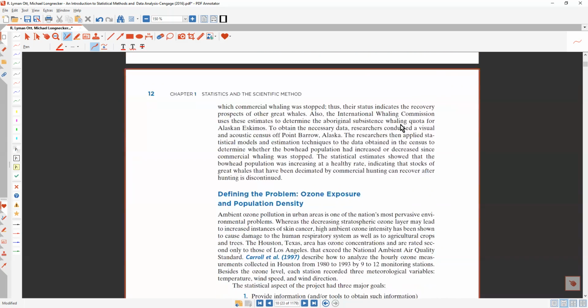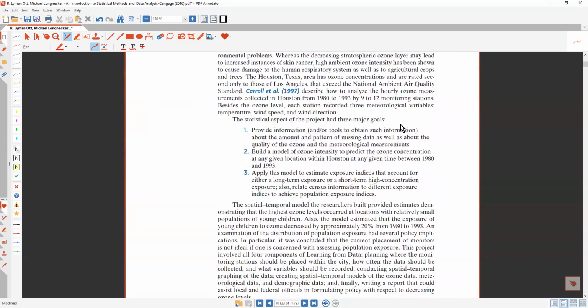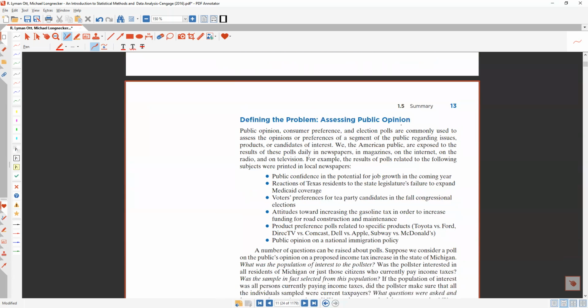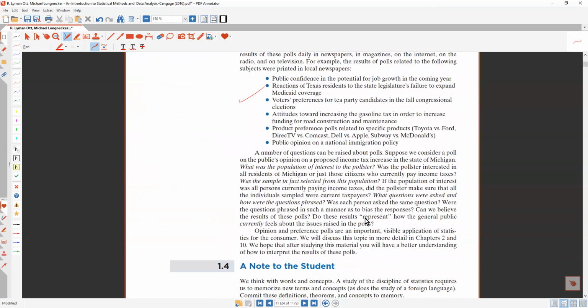Okay, some other examples here you can read through. I think we've pretty much covered it. Assessing public opinion. We've talked about that in terms of polls, but you can have a whole bunch of other examples in terms of election polls and all kinds of different things. And when you look at this question, what was the population of interest to the pollster? Well, they have to deal with that when they talk about elections. What's the population you're inferring to? What questions were asked and how were the questions phrased?